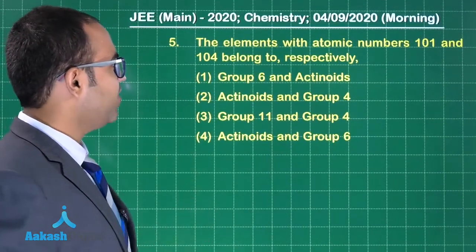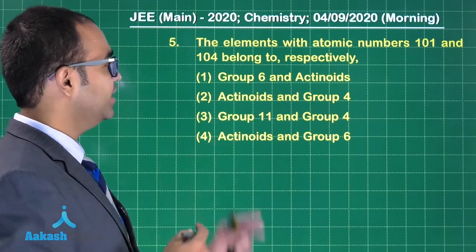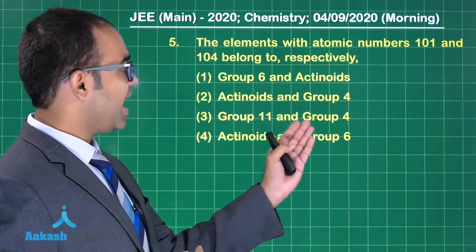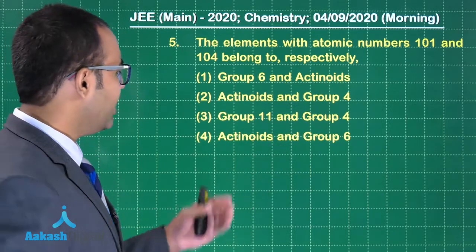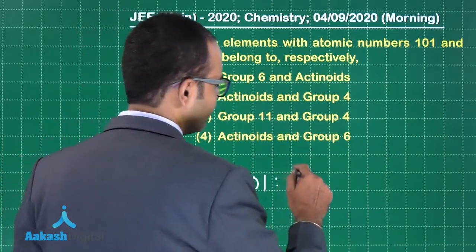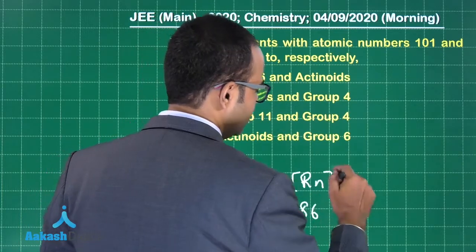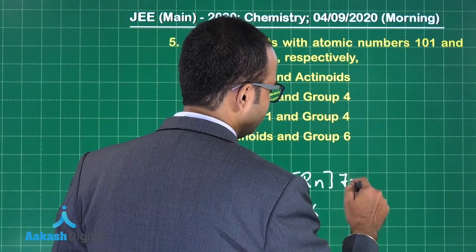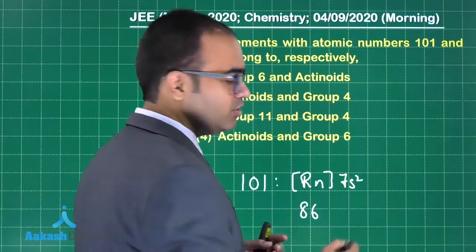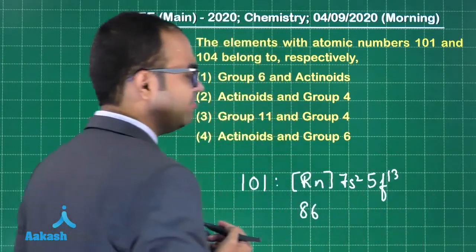So let us solve question number 5. The elements with atomic numbers 101 and 104 belong respectively to group 6 and actinoids, group 4, group 11 and group 4, actinoids and group 6. Now very simply what we'll do over here is look at the electronic configuration. So 101: Rn is 86. After 86 I'll have 7s2, so that becomes 88. And then I'm left with 13 electrons. So where will those 13 electrons go? They will go in 5f.